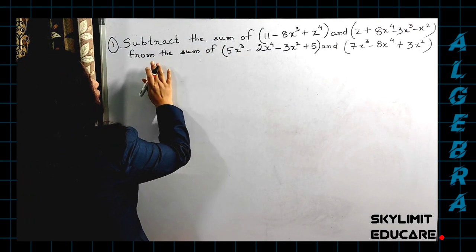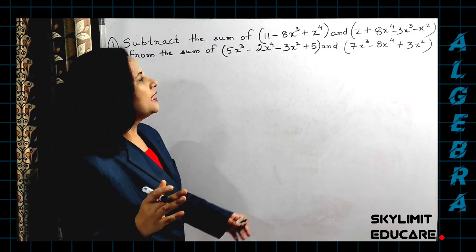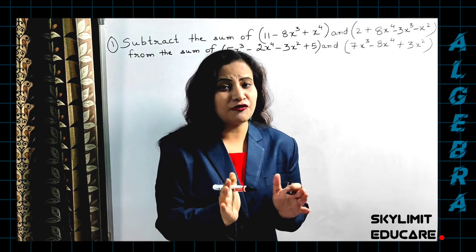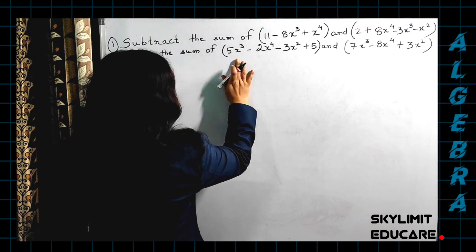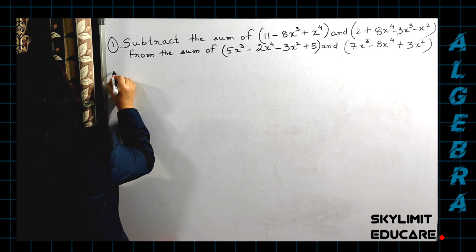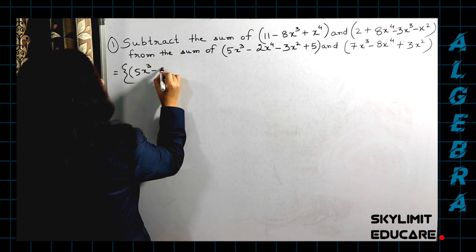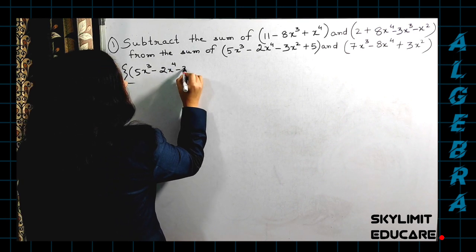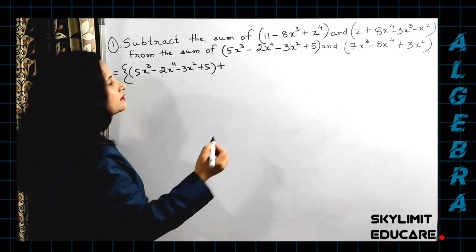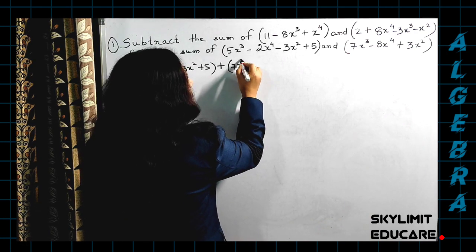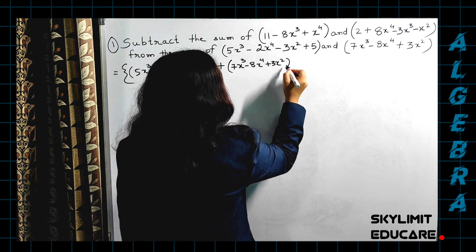Now you have to subtract from the sum. After "from", whatever is there is the minuend part, as you all know. So let us start with whatever is there after "from". We have to find the sum of these two algebraic expressions, right? So first I will write the sum of these two. I'll put a curly bracket. 5x cube minus 2x to the power of 4 minus 3x square plus 5 plus, because we are going to add, 7x cube minus 8x to the power of 4 plus 3x square.